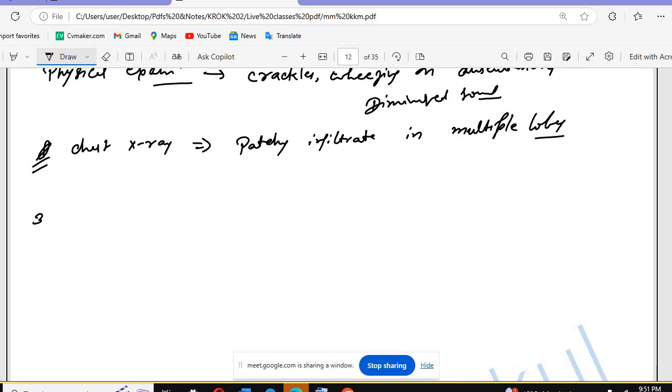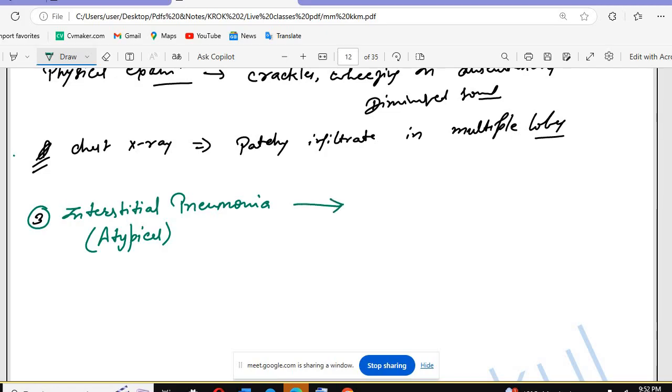After that, the third one we will be having is interstitial pneumonia, also known as atypical pneumonia. When interstitial pneumonia or atypical pneumonia comes, the first thing that should come to your mind is Mycoplasma. Along with that, you can also see Chlamydophila. So these are the two organisms that cause interstitial pneumonia.